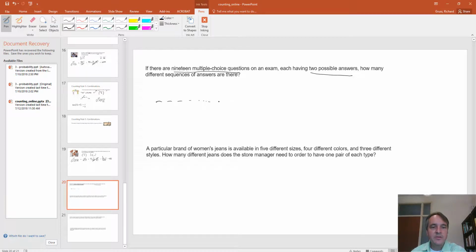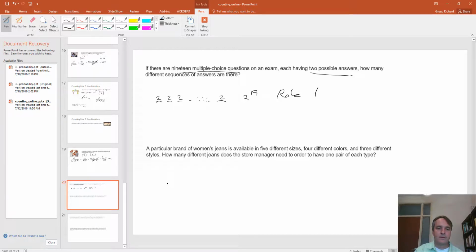We could, if we wanted to, draw 19 different blanks, but just imagine there's 19 of those there. So we've got 19 different blanks, and each of these questions has 2 possible answers, right? So that's 2, and that's 2, and that's 2, and so on. They're all 2s. So this winds up being 2 to the 19th power. Okay, and this is rule 1.